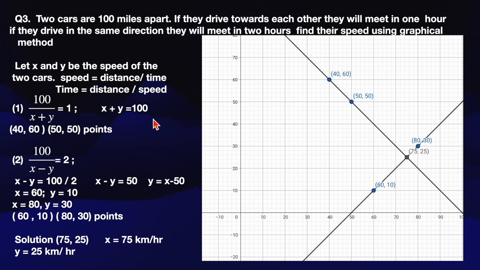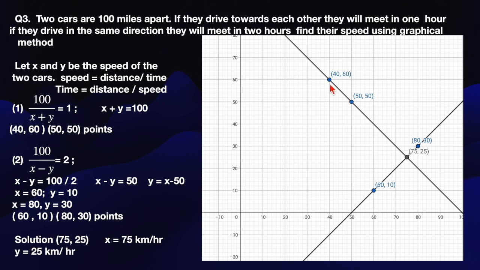Okay, let's find points on it. If you put x is equal to 50, you will get y also 50. If you put x is equal to 40, you will get y as 60. So these are the 2 points, and let us plot them. So here in this sum, I'm going to draw a graph like this. X-axis, I'm going to keep an interval of 10 because the numbers are high here. We are not going to write 1, 2, 3. We are going to write 10, 20, 30, 40. Similarly for the y-axis, x-axis denotes the speed of the first car, y-axis of the second car.